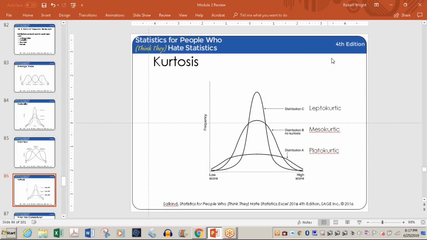Now, just like everything else in statistics, they have to give weird names to stuff, and kurtosis is no exception. When you have this high concentration of scores near the mean, they call it leptokurtic. Think of leaping. You're leaping up and you're getting a lot of scores near the mean.